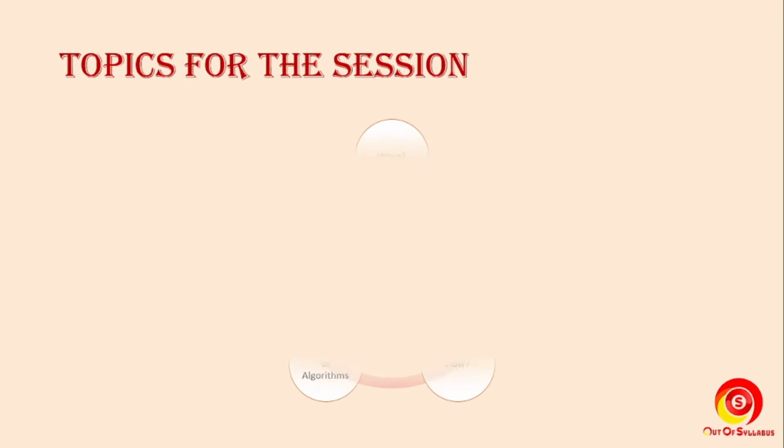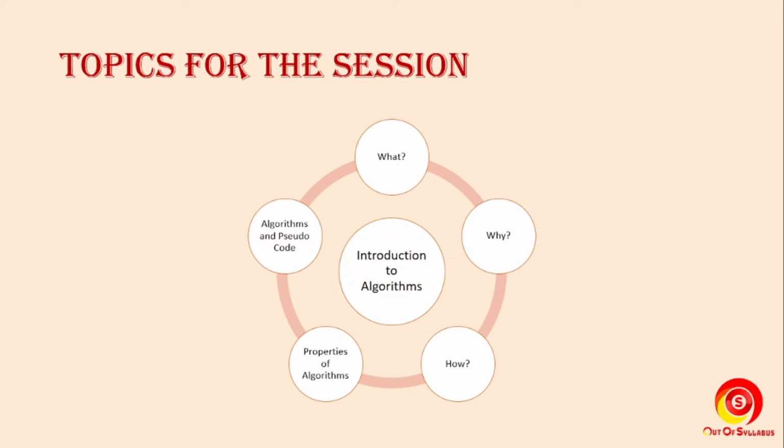First and foremost, let's see our topics for today's session. First we'll see what are algorithms, from the basics. Afterwards, we'll see why do we require algorithms. Then how can we write an algorithm, and then properties of algorithms. And finally, we'll see it in comparison with pseudocode.